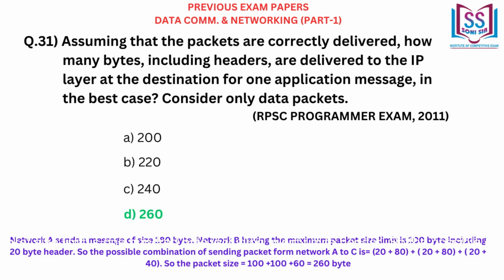260. Network A sends a message of size 180 bytes. Network B having the maximum packet size limit is 100 bytes including 20 byte header. So the possible combination of sending packet from network A to C is so the packet size equal to 260.